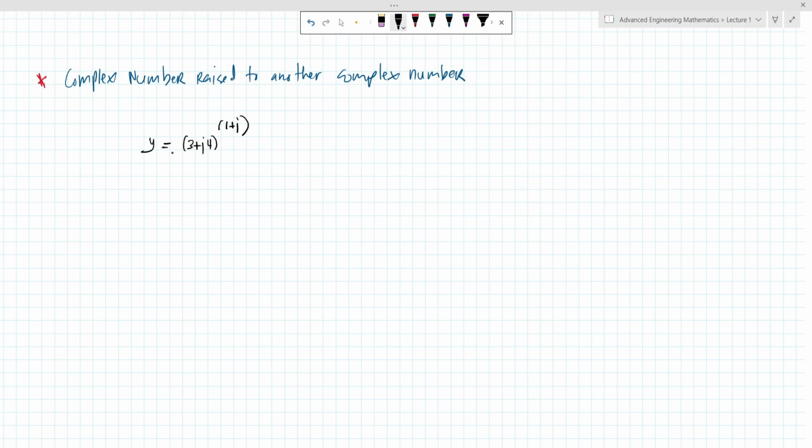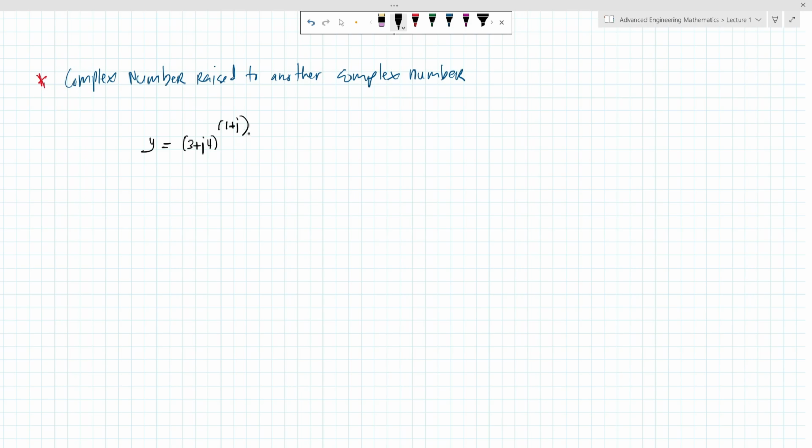Now the term that makes this expression difficult is the exponent 1 plus j. So our first aim is to remove 1 plus j, the exponential complex expression. Okay, so how do we remove that, or how do we change the position of this?